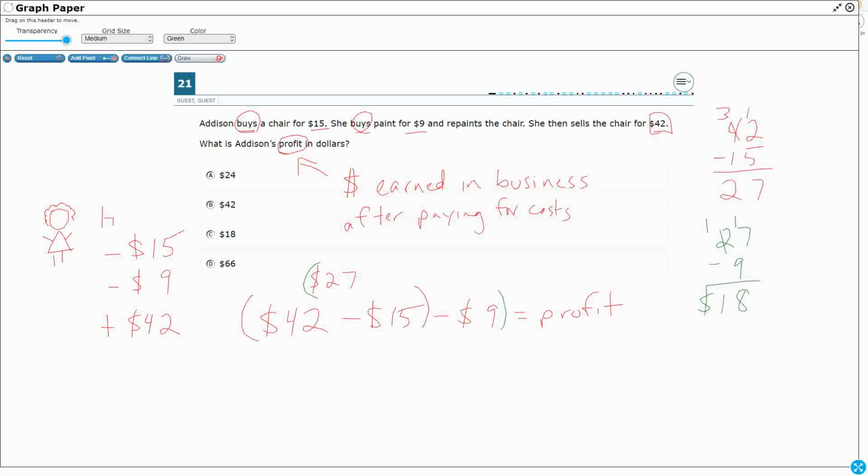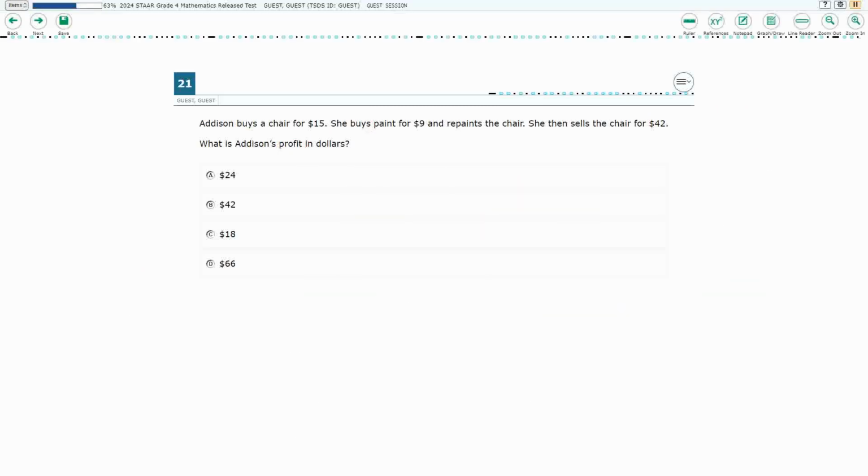Some of you might have done it this way, and if you did it this way, that's fine. You could group the two minuses together, right? So 15 and 9 makes 24. So that's how much you had to pay to get into it. So then you can subtract the 42 and the 24. You're still going to get the same answer. It's an $18 profit. So our answer here is C.